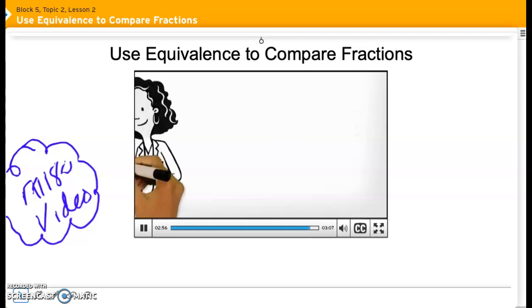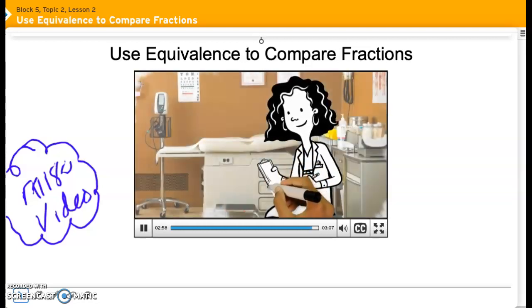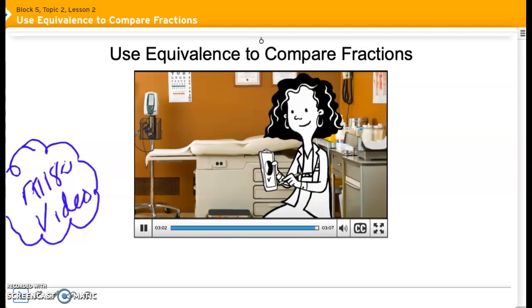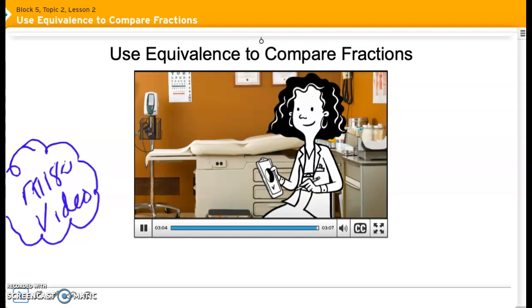Still gross. Renaming fractions with common denominators helps us to compare any two fractions and helps Kate compare the fraction of each school's students who have head lice.